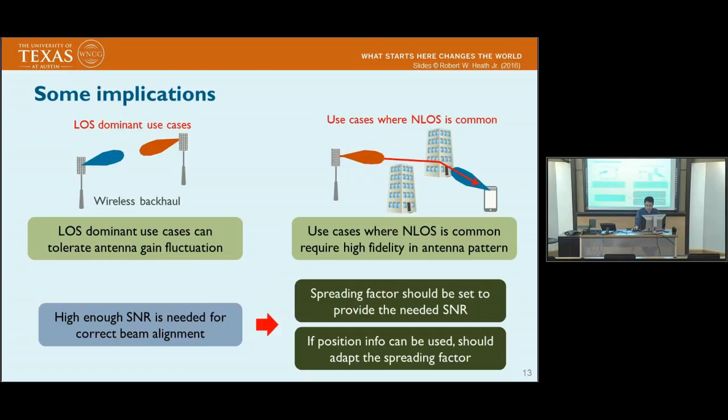And one other thing for future work, it could be that if we can include the positions of the user, then we might be able to adapt the spreading gain or transmit power to have a good beam alignment accuracy while not wasting too much resources on the beam training.